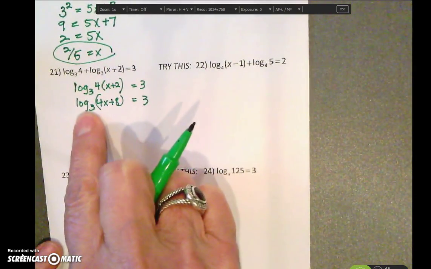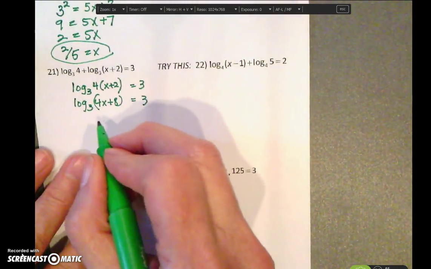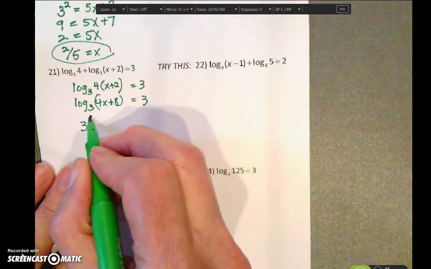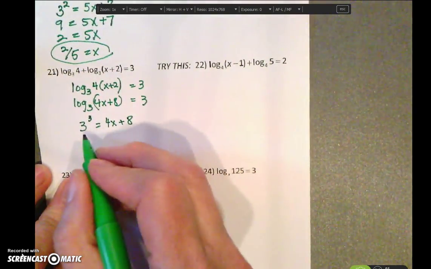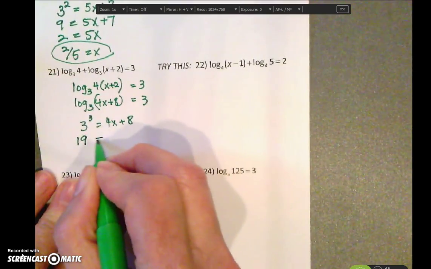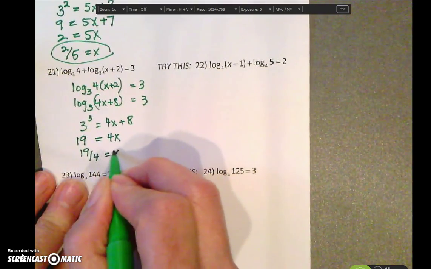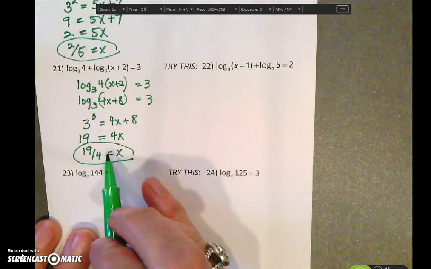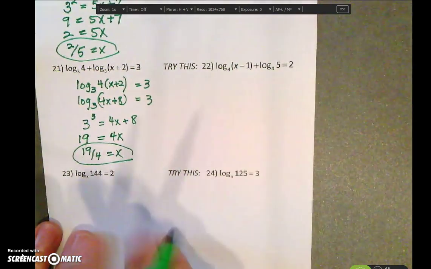All right, so now I have my single log on the left, and I'm going to rewrite it in exponential form. So I'm going to take the base 3, I'm going to raise it to this 3 over here, to the third power, and it's going to be equal to 4x plus 8. So 27 minus 8, that's going to be 19, is equal to 4x, and then divide by 4, and I get 19/4 is equal to x. So that was 27 minus 8. All right, so stop the video again and try one just like it and see how you do.